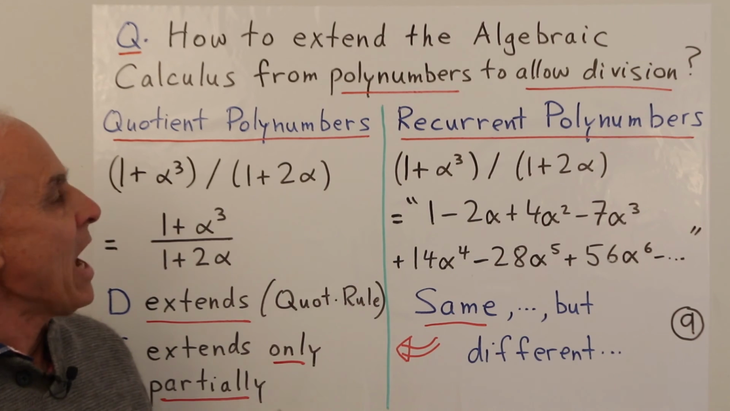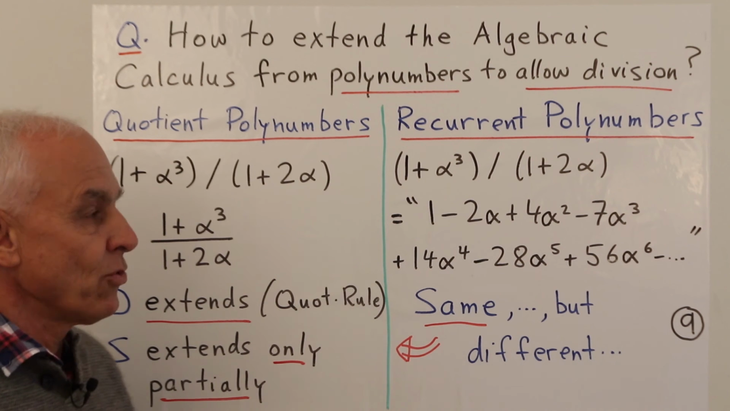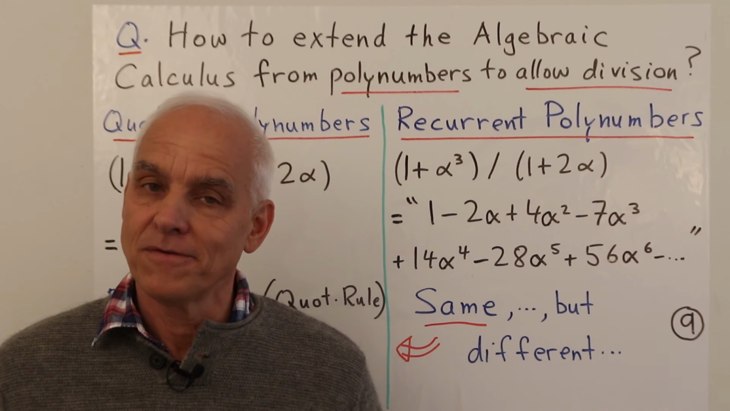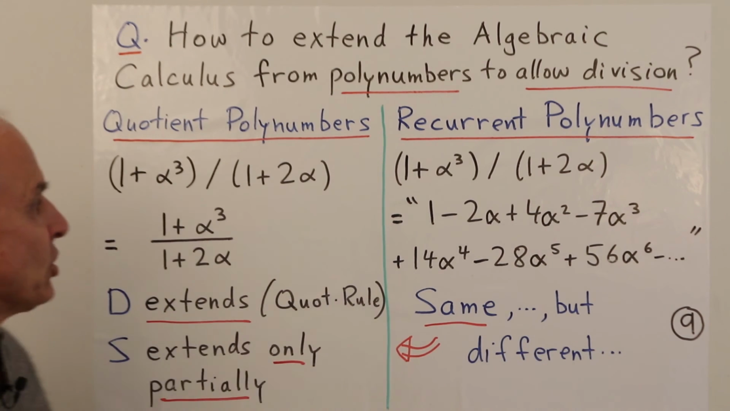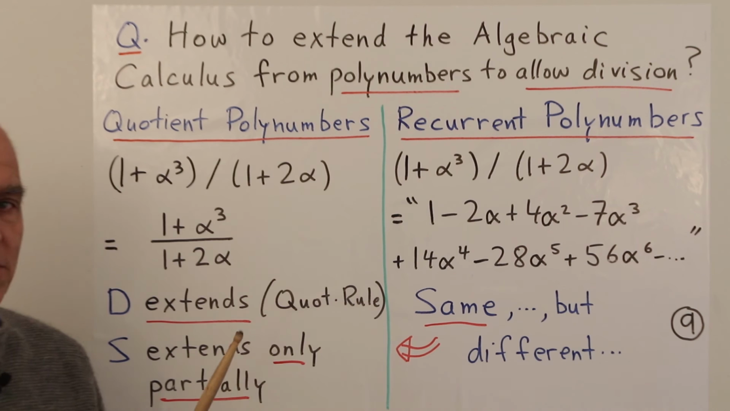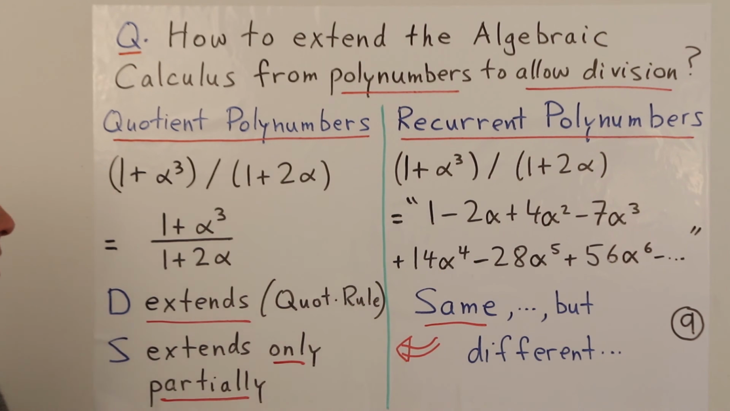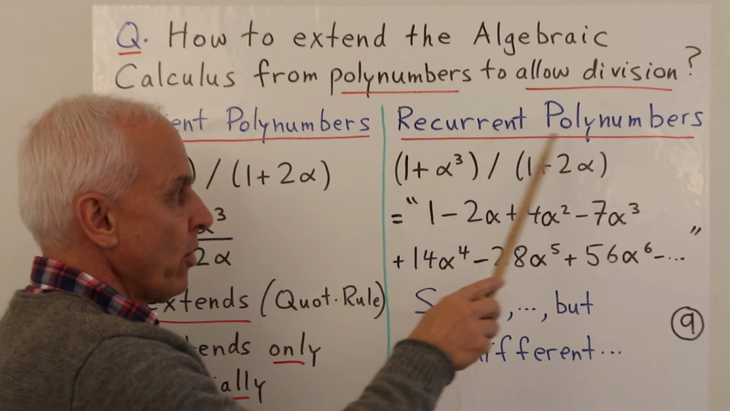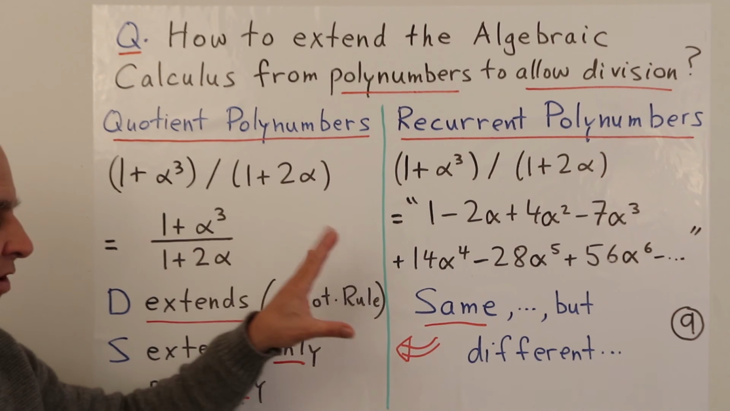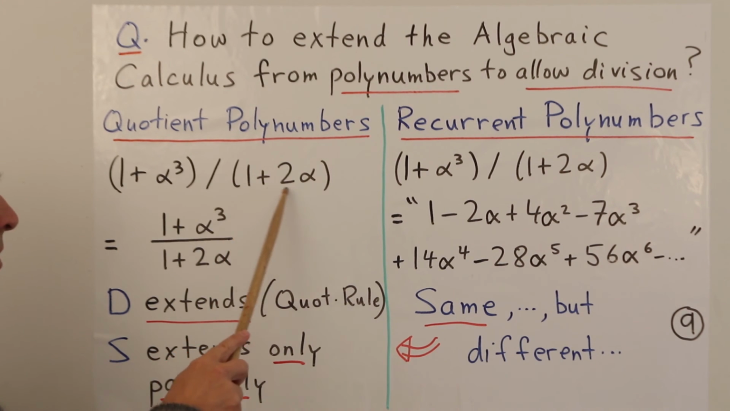All right, so how are we going to extend the algebraic calculus from polynumbers to allow division? This is a very big question and a challenge for us. It's going to open up all kinds of new areas. So let me just give you a rough orientation to the two main avenues of tackling this question. We're going to introduce ultimately things called quotient polynumbers and then things called recurrent polynumbers. And this is just a brief indication of something in this direction. So suppose we're interested in 1 plus alpha cubed divided by 1 plus 2 alpha.